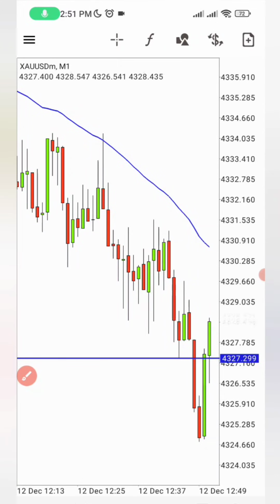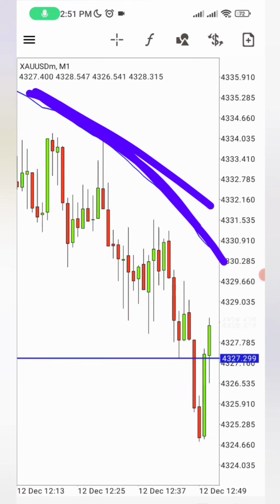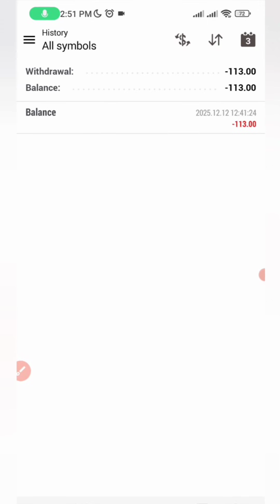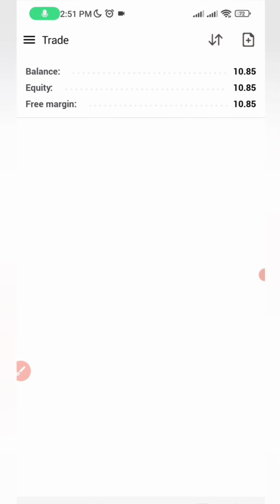So here we have gold. This indicator is a new viral indicator, which I'm going to share with you as we go on. But for now, let's focus on finding trades because we have to grow this $10 account into something big. At first I had over $100, so I had to withdraw and only leave $10 in this account.